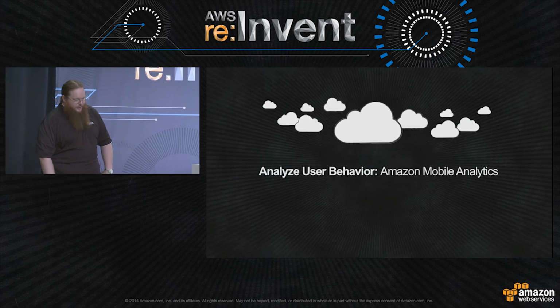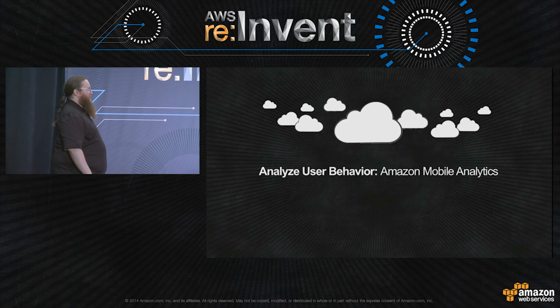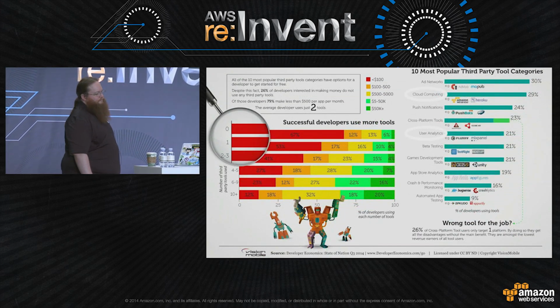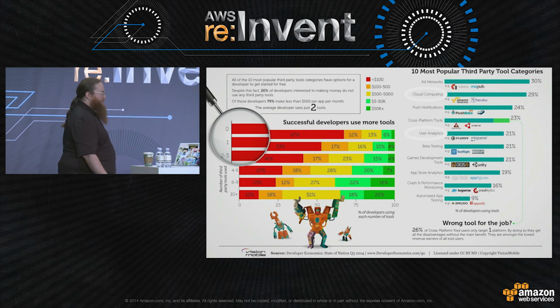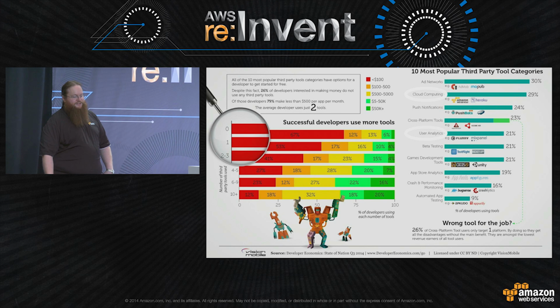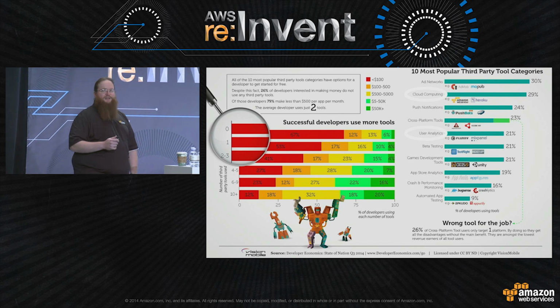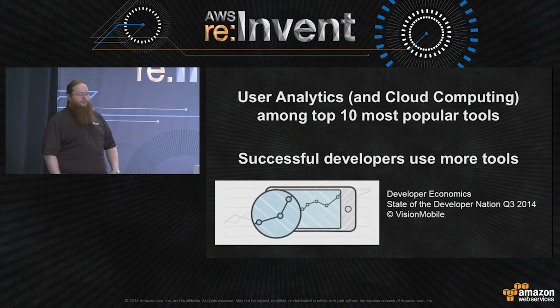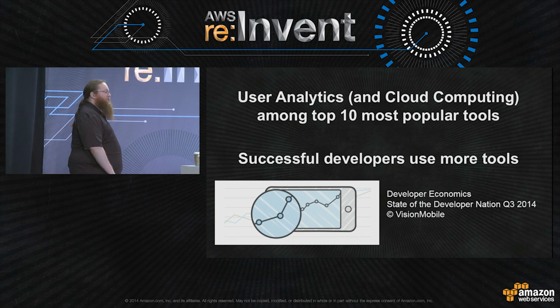So let's talk a little bit about analyzing user behavior with mobile analytics. As developers, we use a lot of different kinds of tools. Obviously, some of the most popular ones are cloud computing, which you all know because you're here, as well as analytics tools. Analytics and cloud computing are among the 10 most popular tools that developers use today.